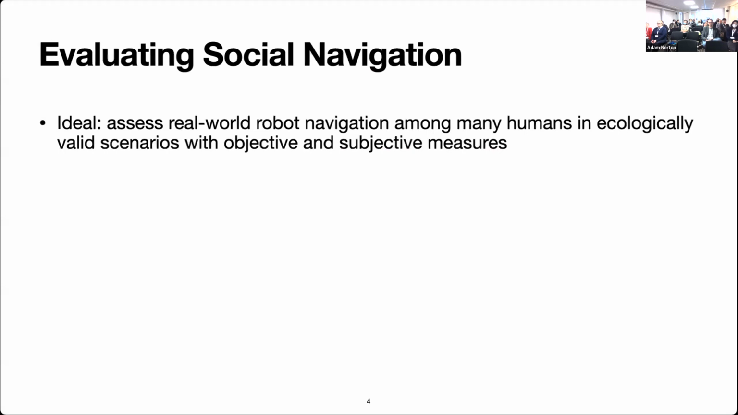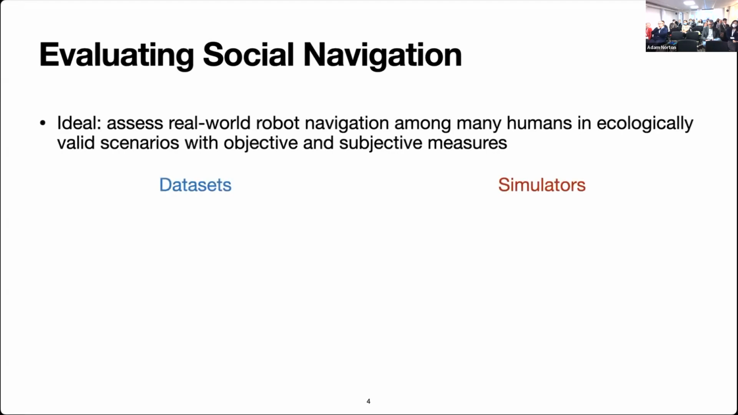So ideally, we would have a robot that's out in the real world over hundreds and hundreds of trials with many, many people in scenarios that are reasonably ecologically valid, so similar to what we would expect the robot to be working with, and we would be able to collect objective metrics like how long it took the robot to take the path, and subjective metrics, so we'd be able to interview everybody who interacted with the robot. And I don't have to tell HRI researchers that that is not possible. So instead, we have to do other kinds of evaluations.